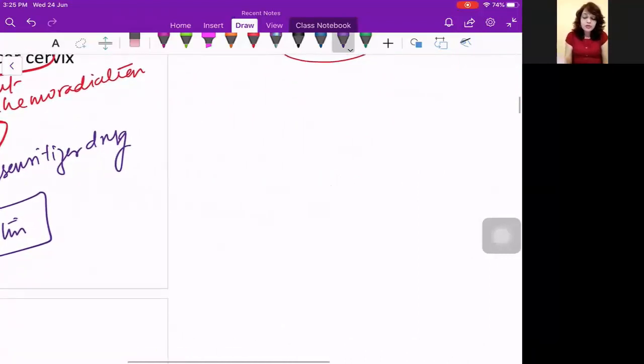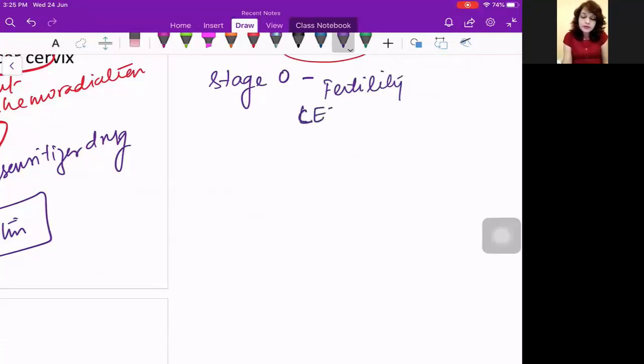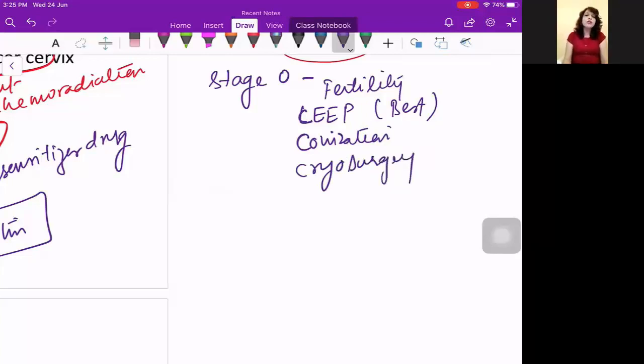Fine. So just remember the stage-wise treatment. There is a FIGO staging which is followed. Stage zero, when fertility is needed, the treatment is LEEP, which is loop electrosurgical excision procedure, which is considered to be the best, or there is conization. Some people recommend cryosurgery also, but the best answer according to me is LEEP. If the female is in the menopausal age group, then hysterectomy will be the better answer.